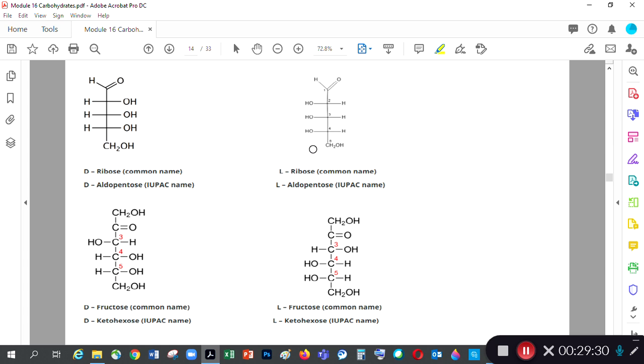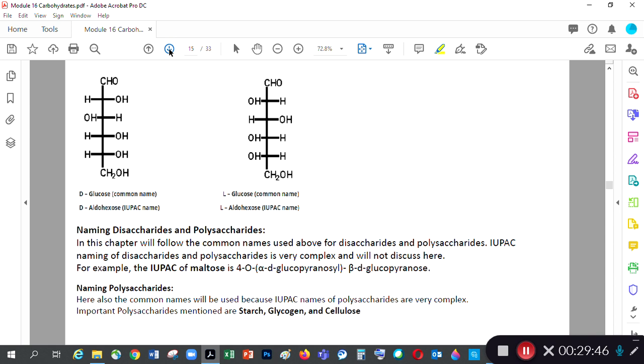So as I said, naming those carbohydrates, as long as they are monosaccharides, is easy. But when it comes to disaccharides and polysaccharides, it's very hard. We use just the common name, not the IUPAC naming. So here we just put emphasis on how complex IUPAC naming is for disaccharides and polysaccharides.